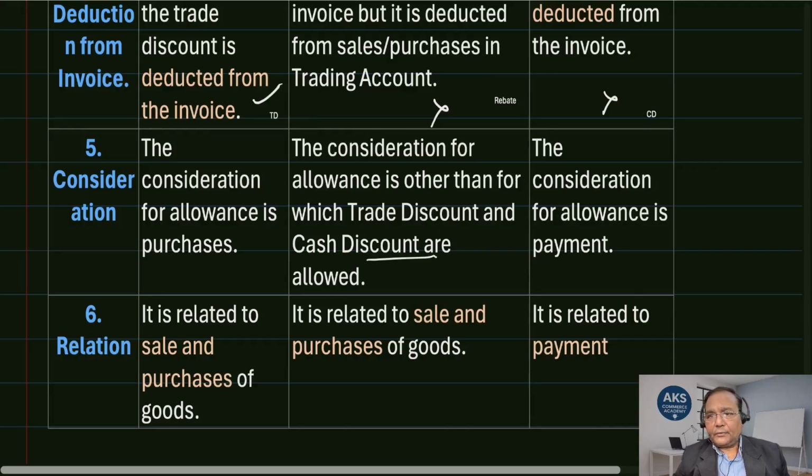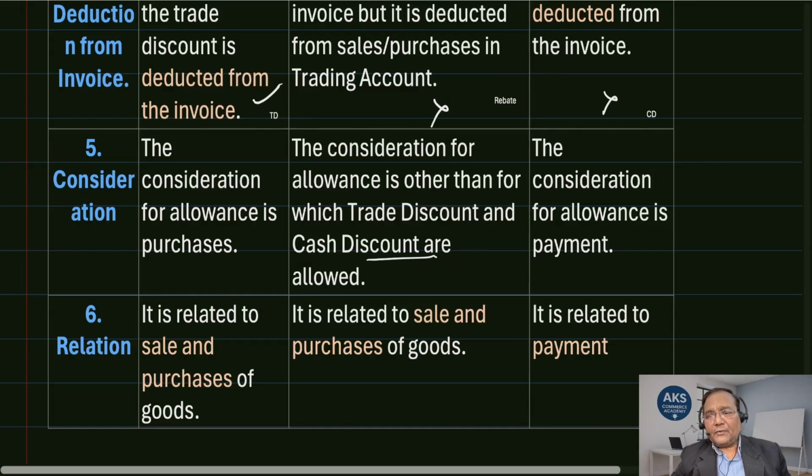Consideration for allowances other than those for which trade discount and cash discounts are allowed. So rebate is not on the basis of the volume of purchase, but is given if there is an error at the supplier's end, not matching the specification given, or goods are supplied not in proper condition, then this comes into the picture.